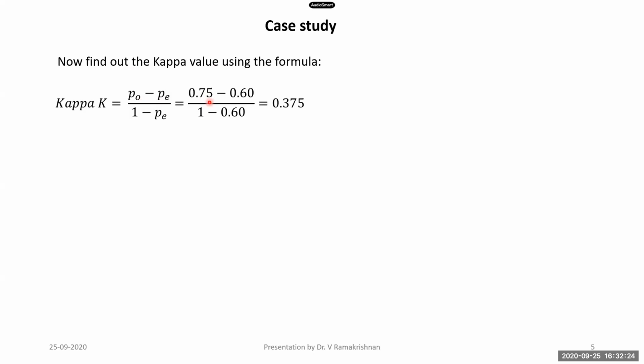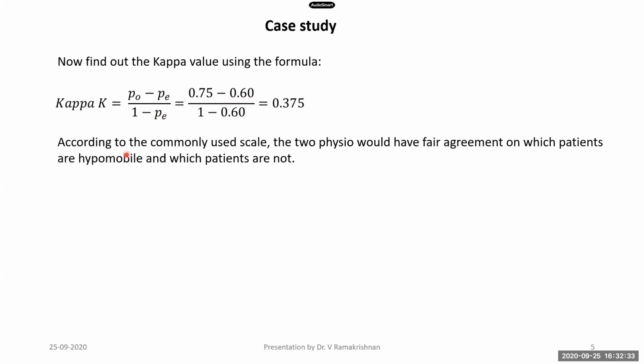PO is 0.75 observed, right? P expected is 0.6. 1 minus P expected is 1 minus 0.6. You are getting 0.375. What does this convey? According to the commonly used scale, the two physios would have fair agreement. Please note, fair agreement on which patients are hypomobile and which patients are not.